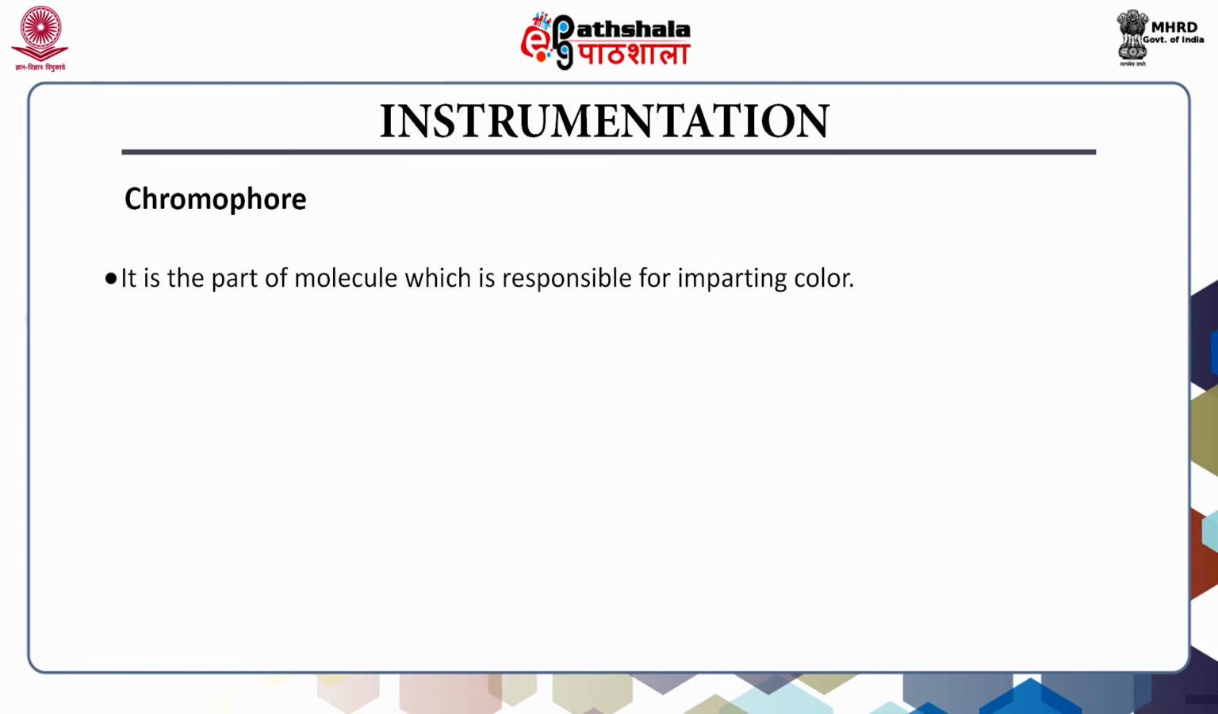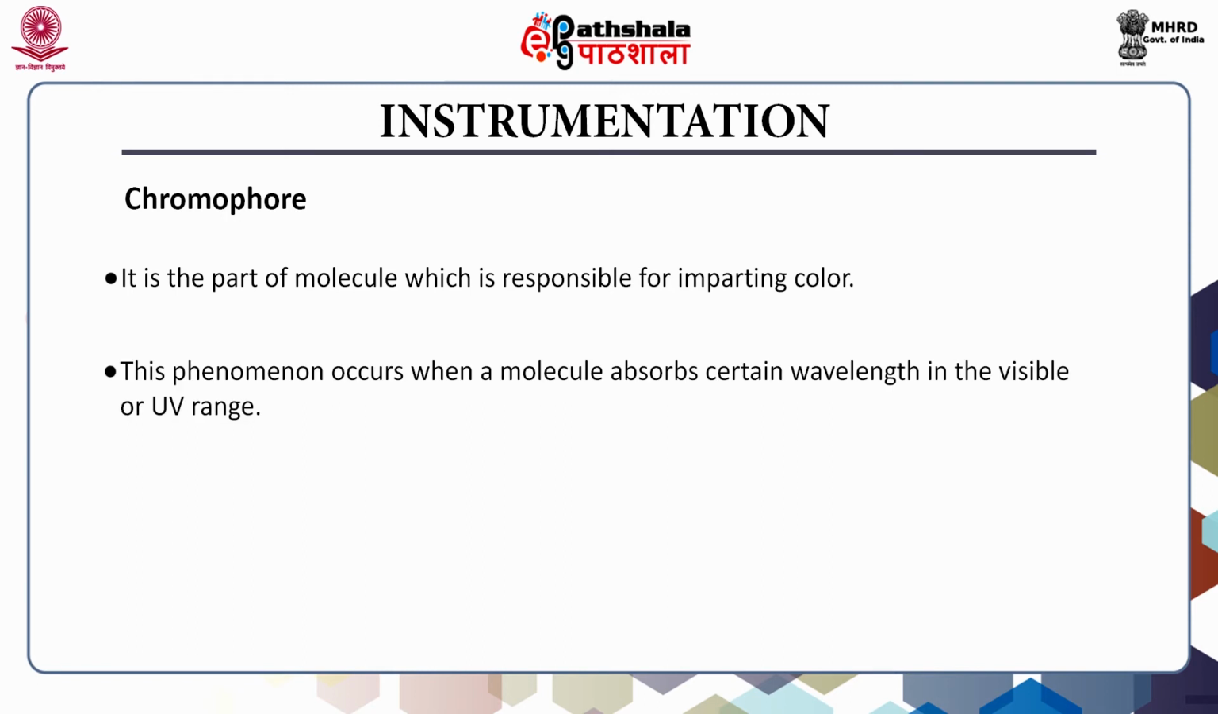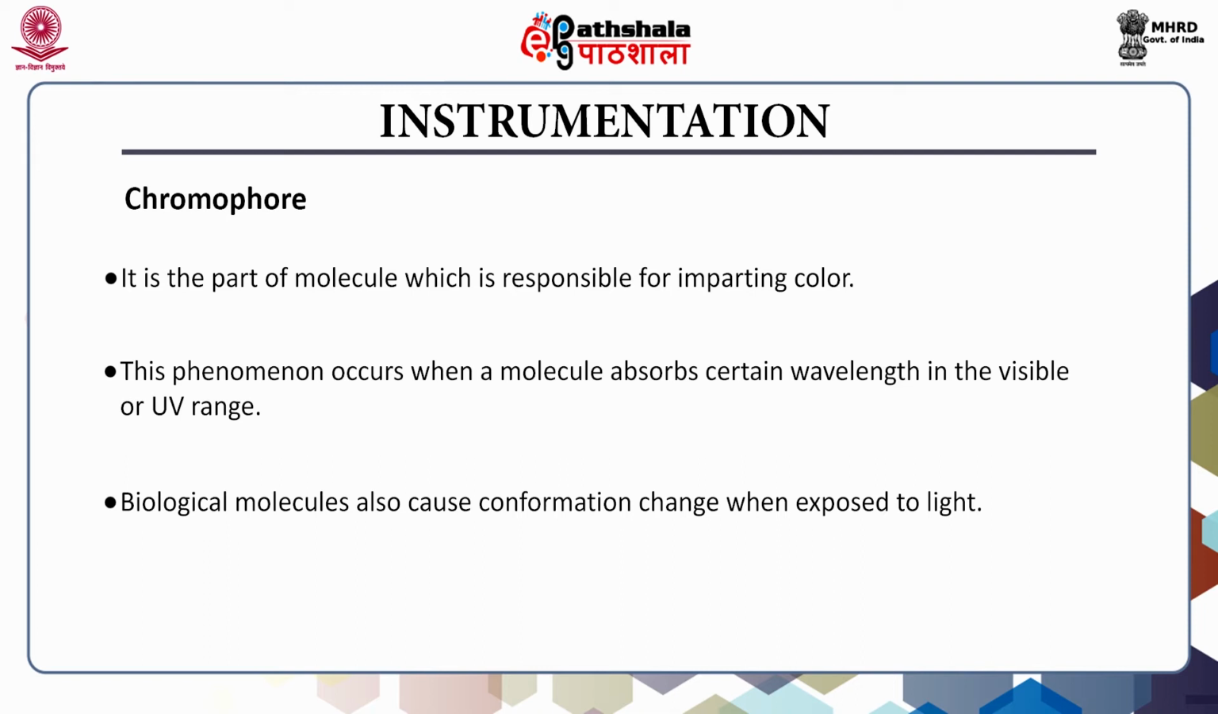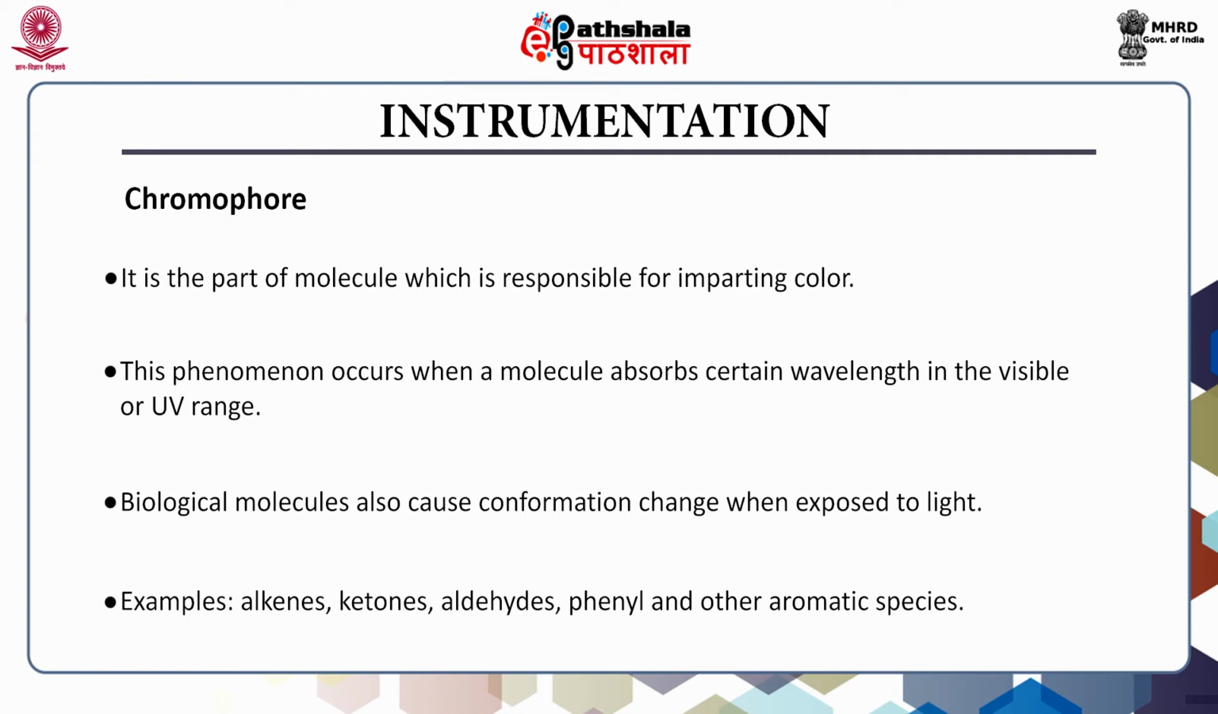Chromophore is the part or moiety of the molecule which is responsible for imparting color. This phenomenon occurs when a molecule absorbs a certain wavelength in the visible range and is promoted to the excited state. Also, the absorption can occur in the UV range. Biological molecules also undergo conformation change when exposed to light. Examples include molecules or compounds that have unpaired electrons or unsaturated bonds which can absorb the radiation, such as alkenes, ketones, aldehydes, phenyl and other aromatic species.